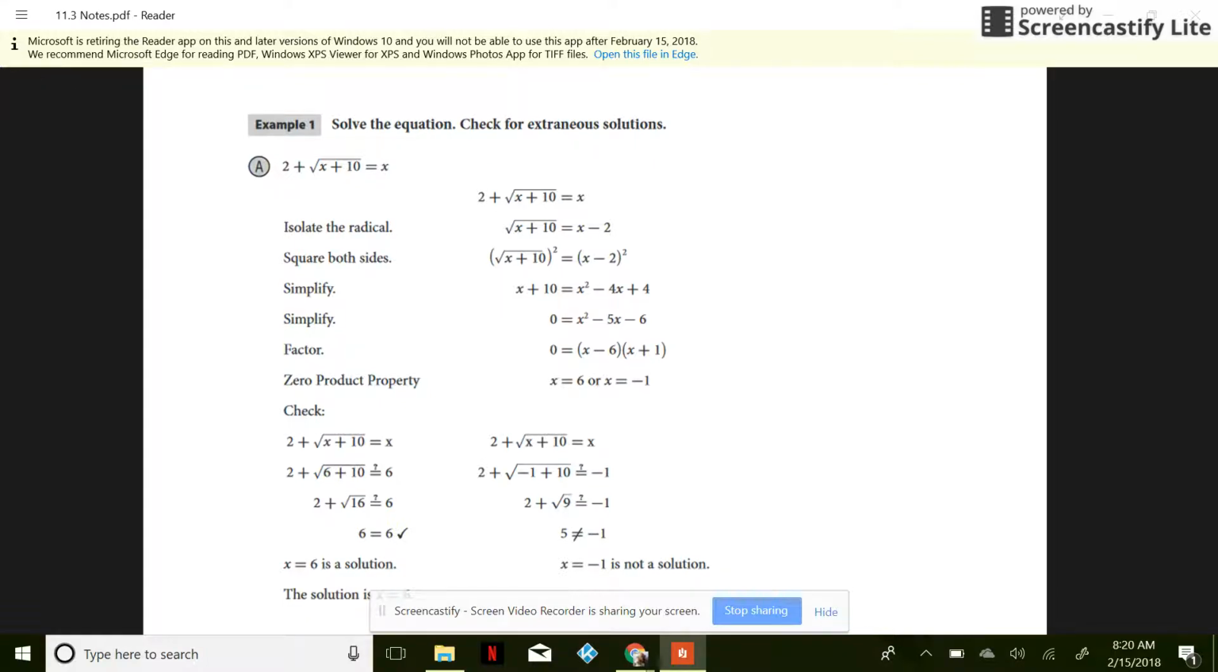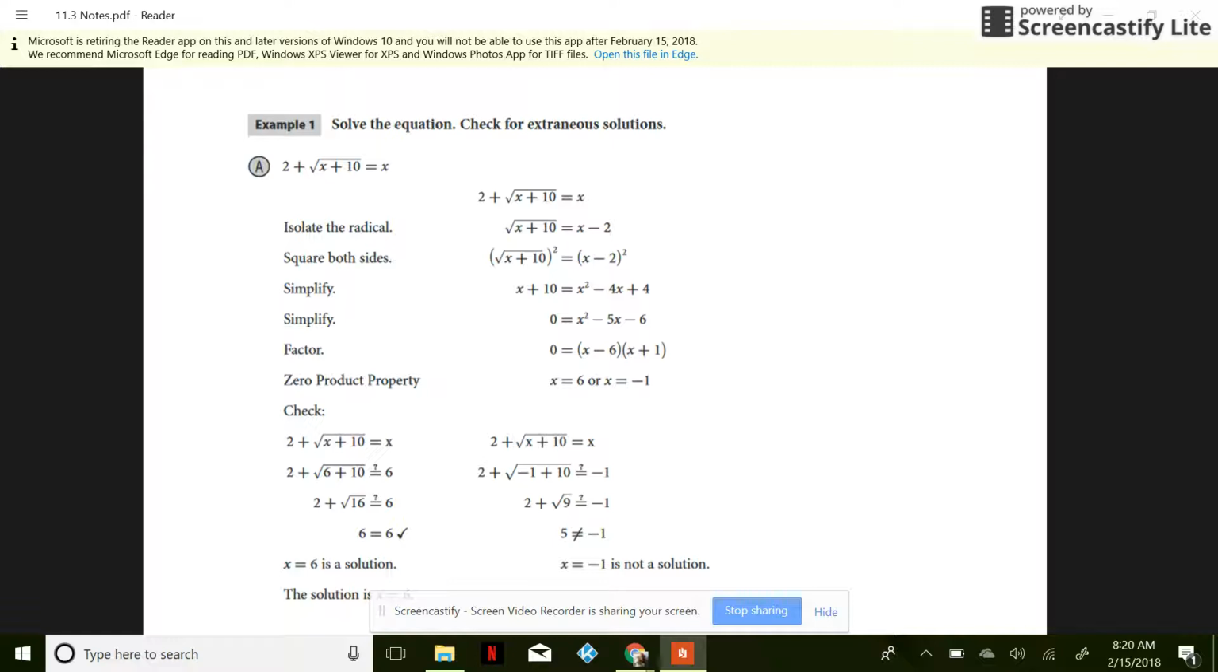So we have the equation 2 plus the square root of x plus 10 is equal to x. The first thing you need to do is isolate the radical, isolate the square root. So move that 2 to the other side. Now you've got the square root term by itself. You can square both sides of the equation. Squaring and square roots are inverse operations, so they're going to go away. We're just left with x plus 10 on the left. And then simplifying, x minus 2 squared gives you x squared minus 4x plus 4.